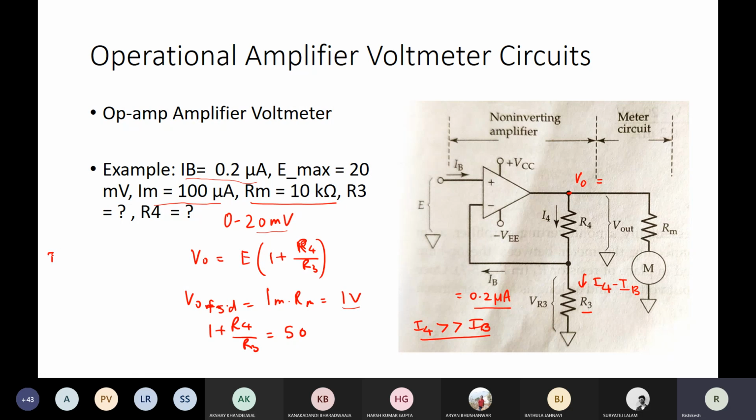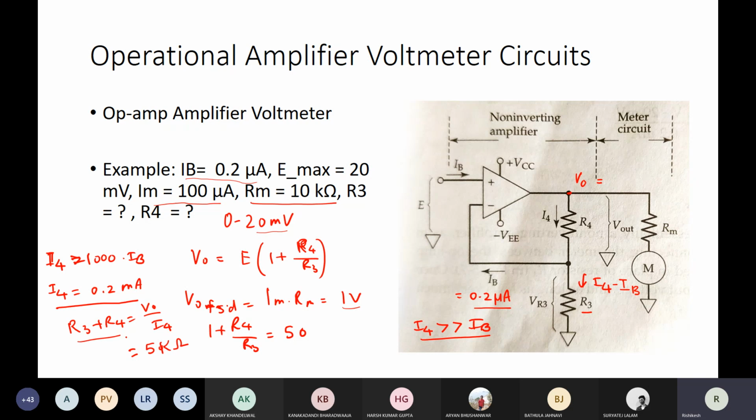So how much is I4? I can take I4 to be like 1000 times more than IB. IB is already given, so I4 is 0.2 milliampere. If I consider I4 being 0.2 milliampere, then R3 plus R4 is V0 by I4. V0 we have already calculated as 1 volt, so it is 5,000 ohm, which is 5 kilo ohms.